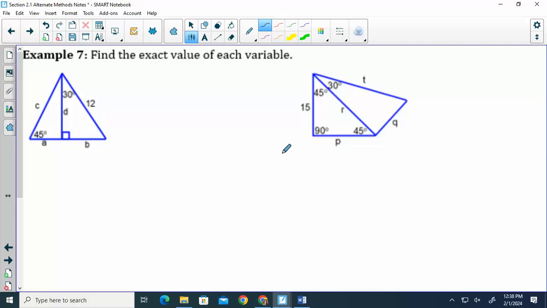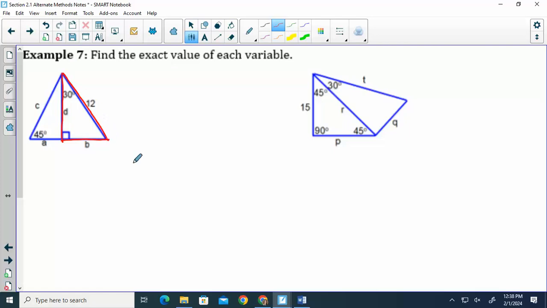What kind of triangle is required for trig functions to work? A right triangle. Is this entire figure a right triangle? No, but we have 2 smaller right triangles within that figure. So let's look. The only triangle that I actually have a side measurement for is the one on the right. So I'm going to start there.